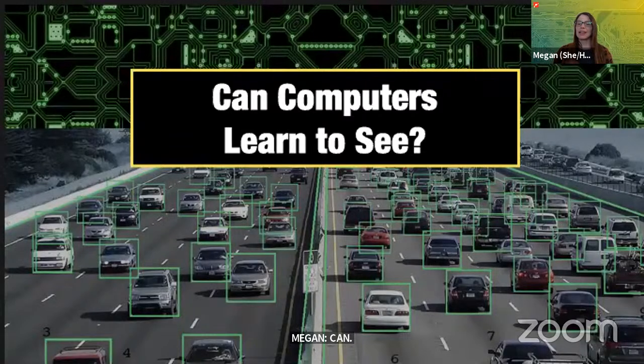We'll be asking the question, can computers learn to see? And so what if they can? And at the end of the presentation, we'll have a chance for you to ask some of your own questions.